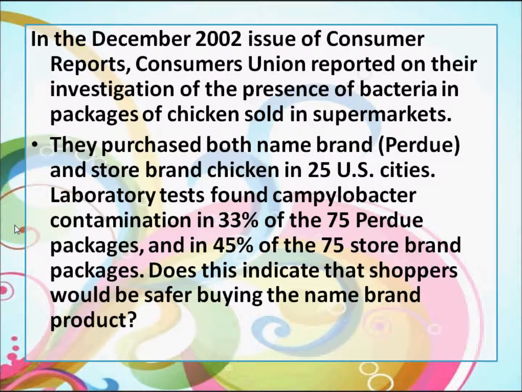Demonstrate how to perform a two-proportion z-test. In the December 2002 issue of Consumer Reports, Consumers Union reported on their investigation of the presence of bacteria in packages of chicken sold in supermarkets. They purchased both name brand, Perdue, and store brand chicken in 25 U.S. cities. Laboratory tests found campylobacter contamination in 33% of the 75 Perdue packages and in 45% of the 75 store brand packages. Does this indicate that shoppers would be safer buying the name brand product?